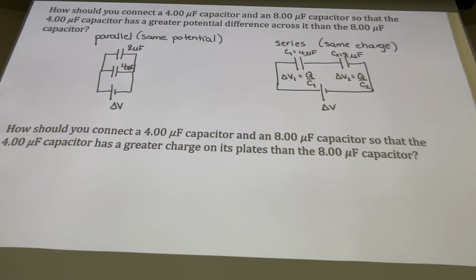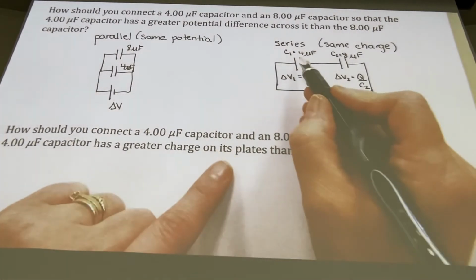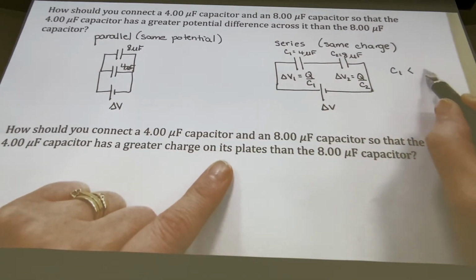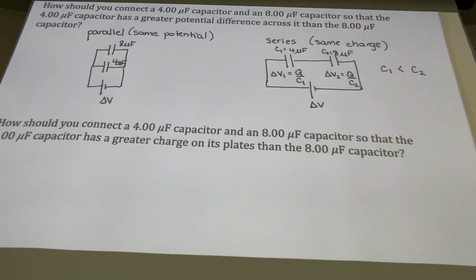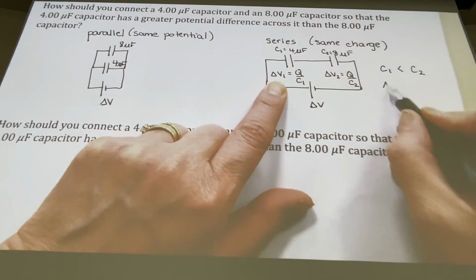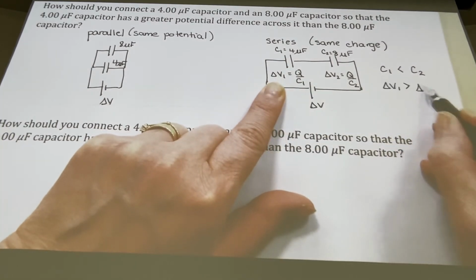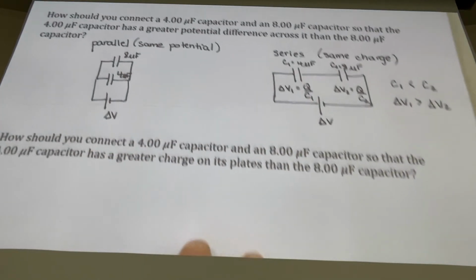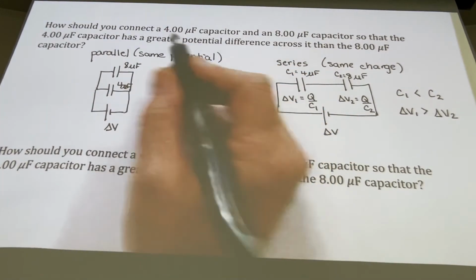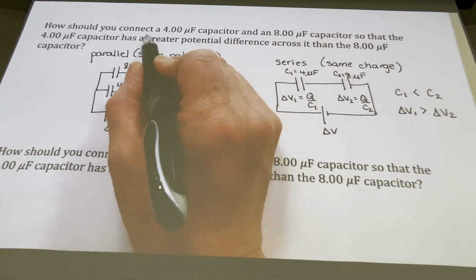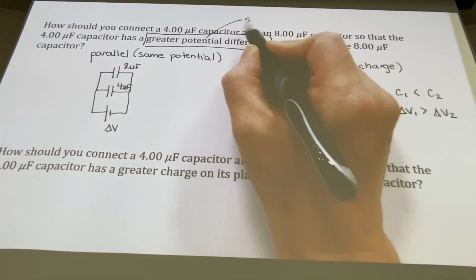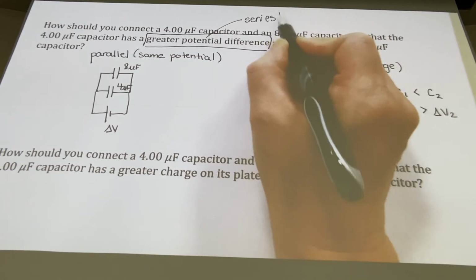Those charges have to be the same. I called my C1 4 microfarads and my C2 8 microfarads. So right off the bat, I see that C1 is less than C2 because of how I labeled them. If this number is smaller, then my delta V1 has to be bigger. The delta V1 is greater than delta V2. So the answer to my question, how could I connect them to get a bigger potential on this guy? I would have to do a series connection. So to get a greater potential difference, I would connect them in series.